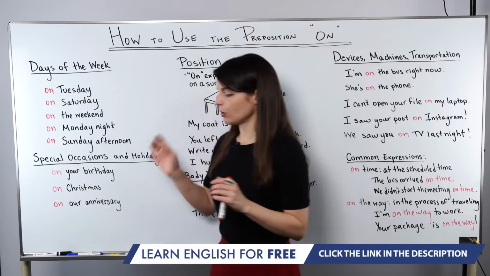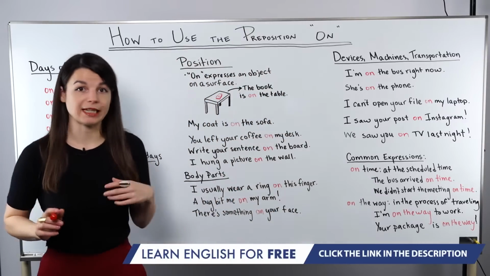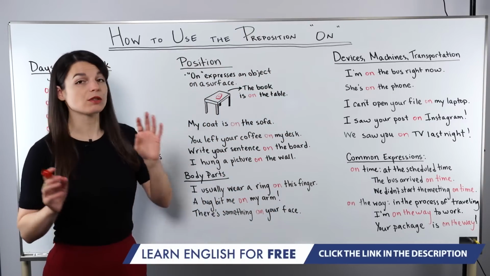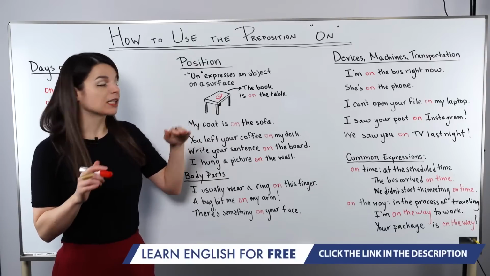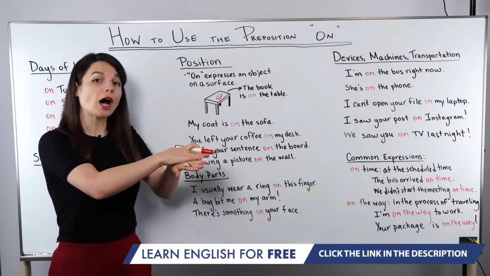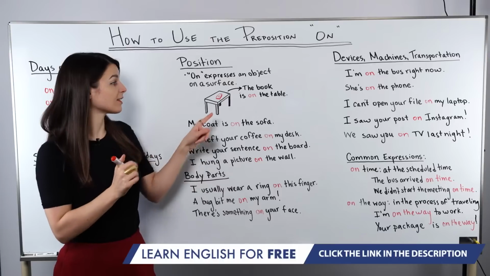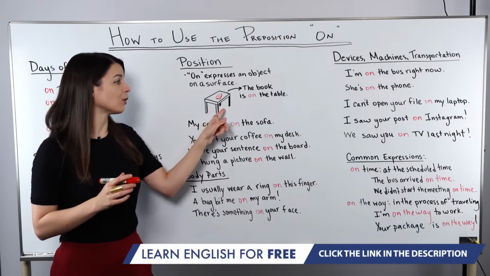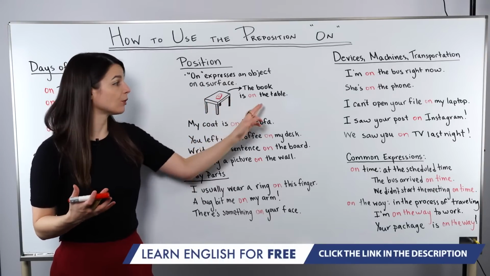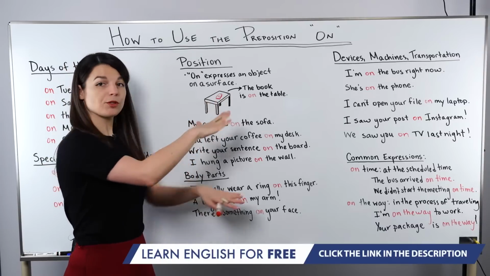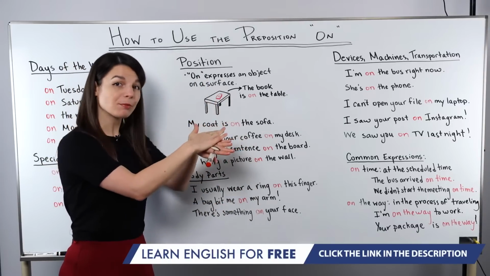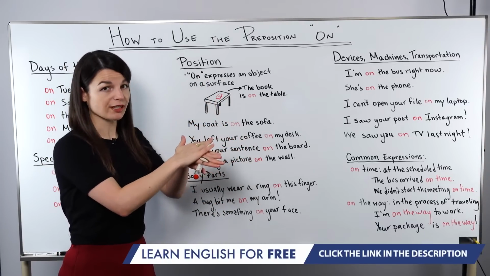The next group is position-related uses. When we use "on" to talk about a position, we're using it to express that an object is on top of some kind of surface. Here's a drawing of a table and a book. We could say the book is on the table. There's some kind of object that is resting on top of some kind of surface.